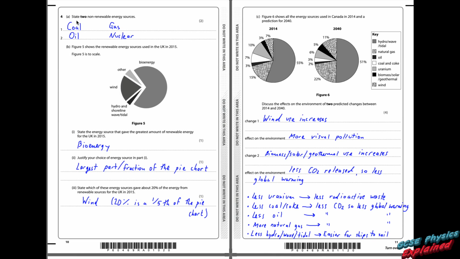Question 4. Part A. State 2 non-renewable energy sources. Right, well here's all 4. Coal, oil, gas and nuclear.